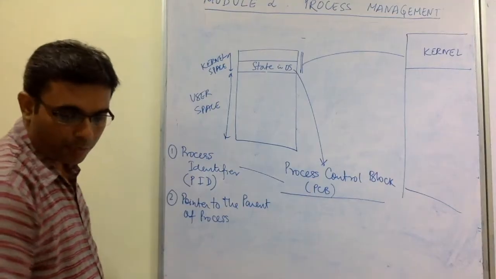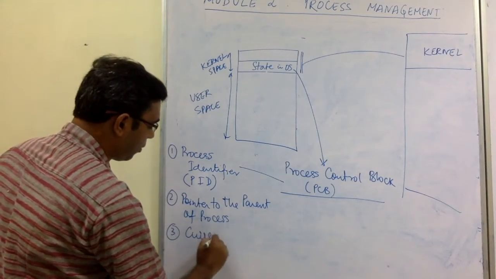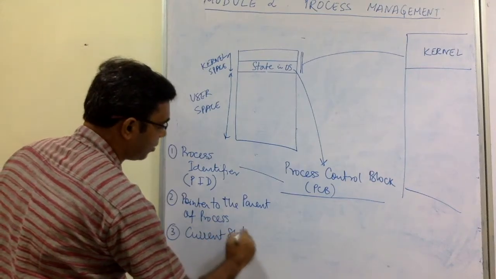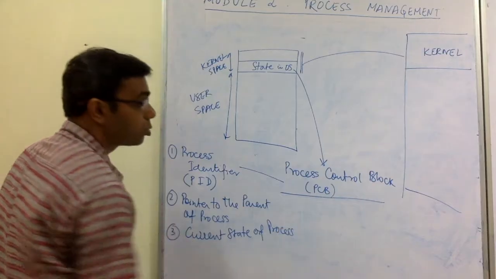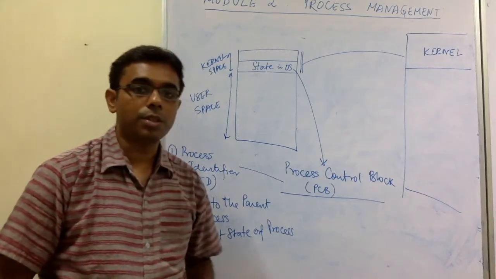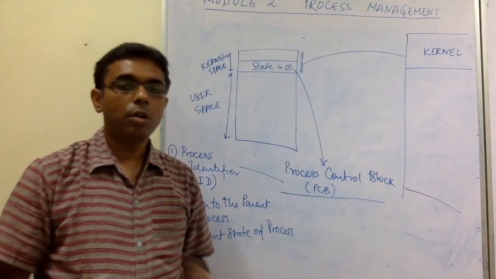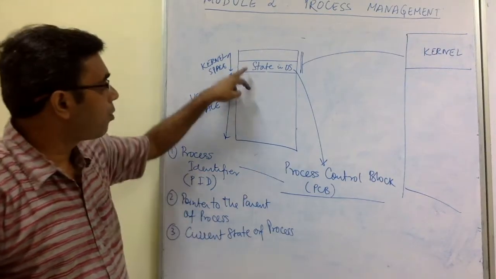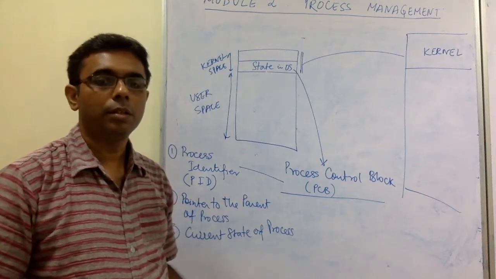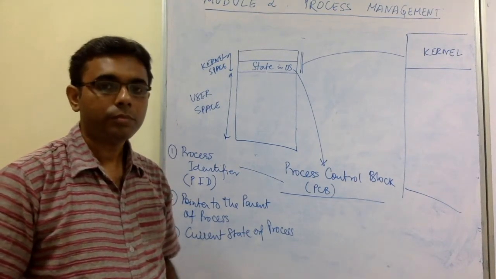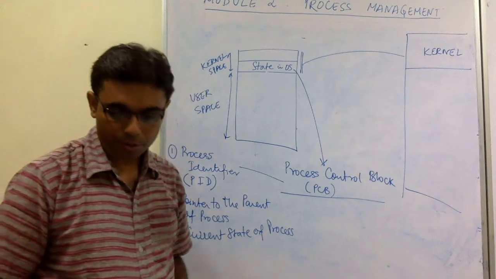In addition to that, we keep track of the current state of the process. We already have seen that a process goes through a number of states. It starts with new, then it goes to ready, then it becomes run, then wait. So the OS keeps track of what is the current state of the process. Is it running? Is it waiting? Is it ready? It looks up the PCB and finds out the state of the process.